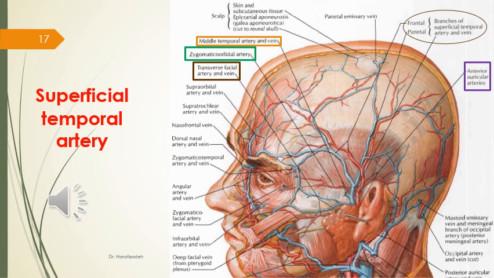The next branch is the anterior auricular artery. It is for blood supply of the external ear and some small parts of the face. The middle temporal branch is another branch of the superficial temporal. It pierces the temporal fascia above the zygomatic arch and supplies the temporalis muscle.